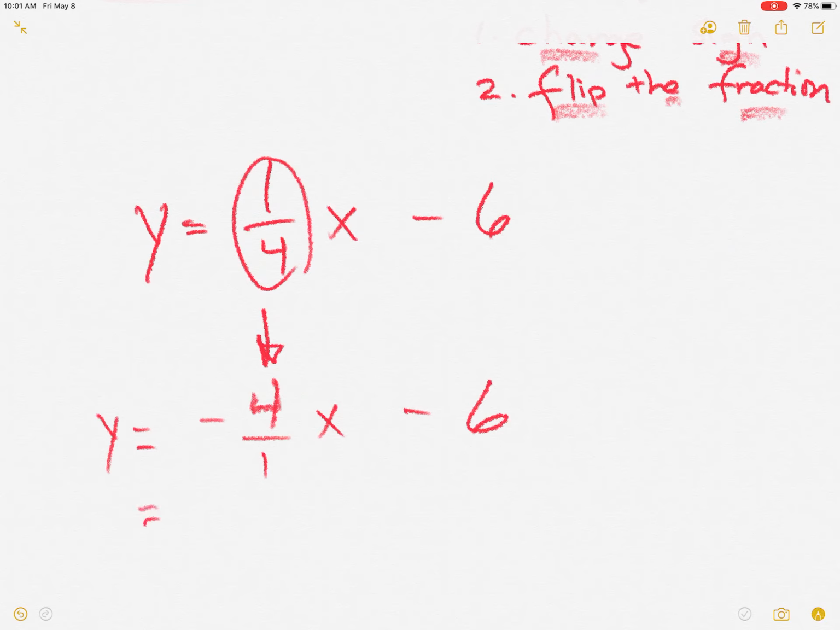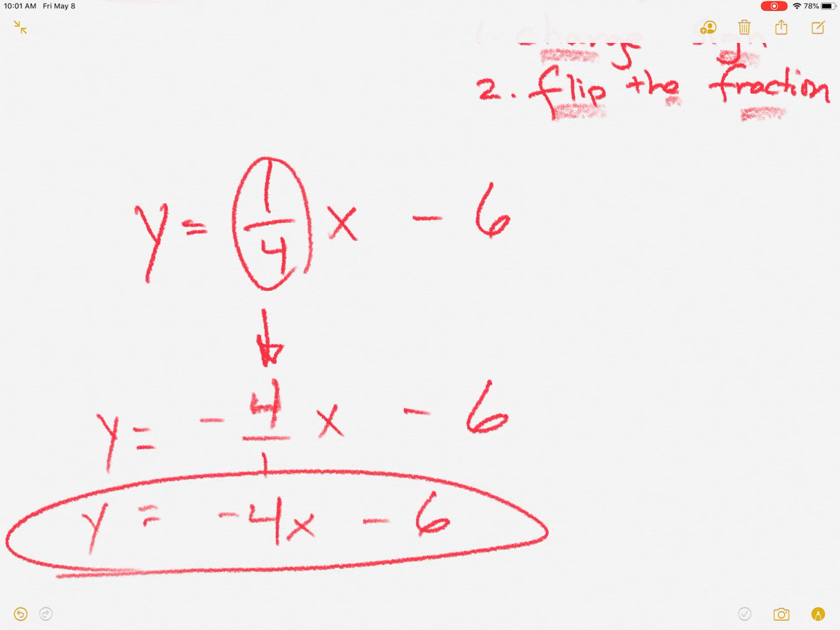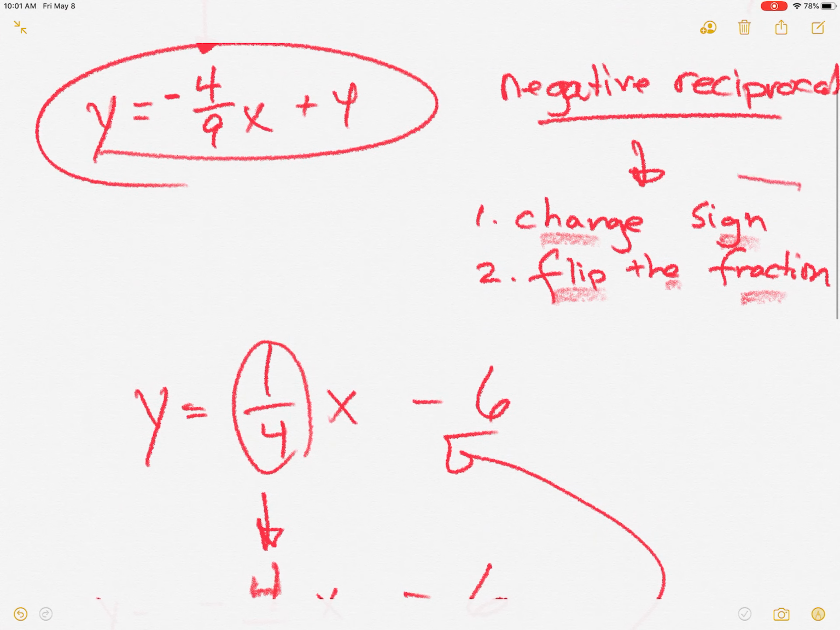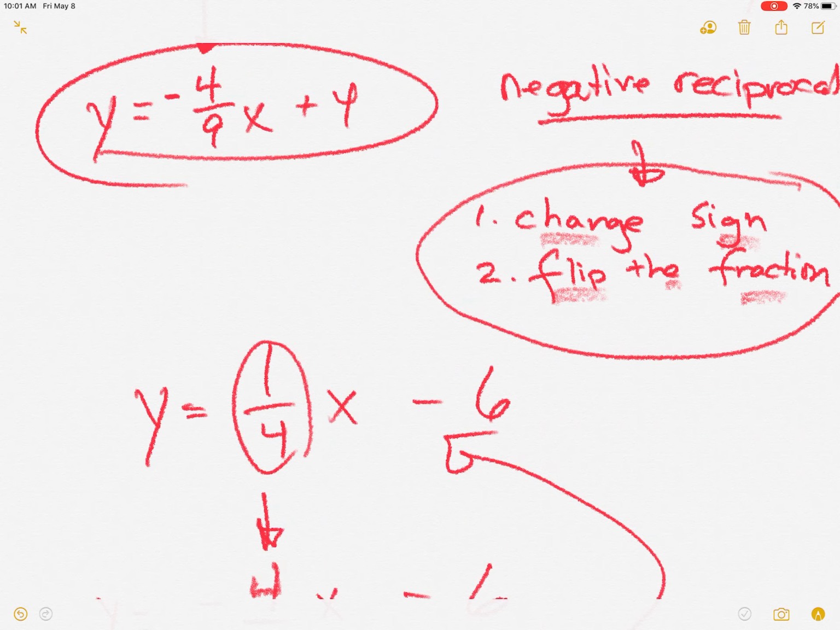And I don't need to write this over a 1. I could just write negative 4x minus 6. And I don't necessarily even have to have the minus 6. That's just my y-intercept from the original equation. Our y-intercept can actually be anywhere. But in any case, this would be an equation of the line which is perpendicular to this original line, because once again, I changed the sign and I flipped the fraction.